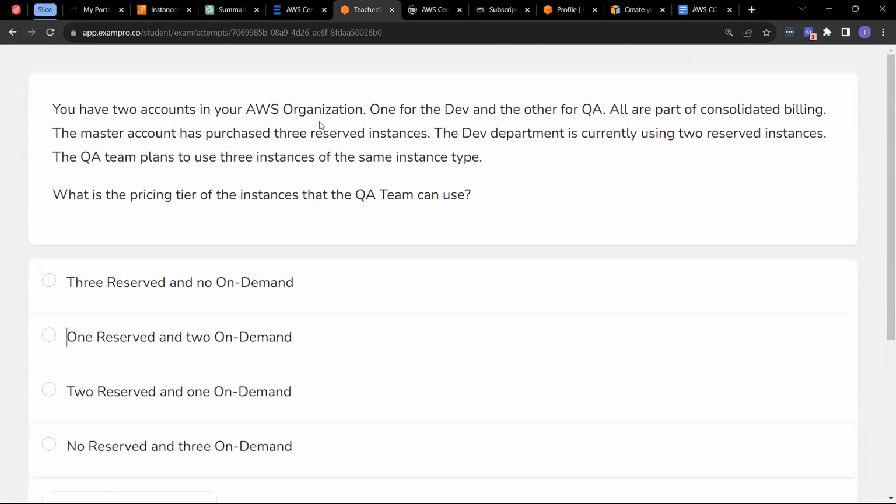You have two accounts in your AWS organization, one for dev and the other for QA, quality assurance. All are part of consolidated billing. The master account has purchased 3 reserved instances. The dev department is currently using 2 reserved instances. Now the QA team plans to use 3 instances of the same instance type. What is the pricing tier of these instances that the QA team can use?